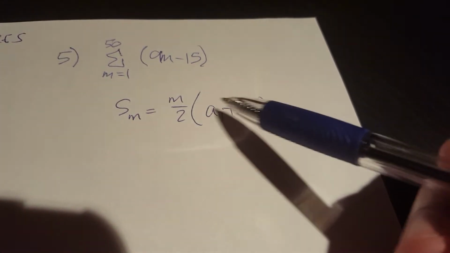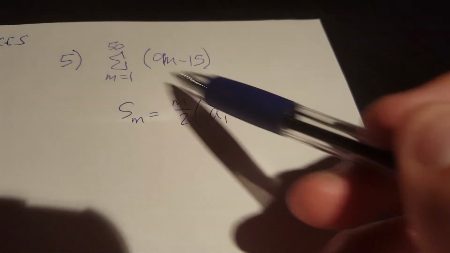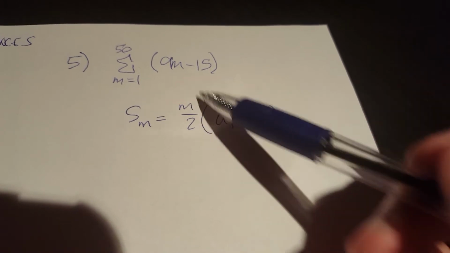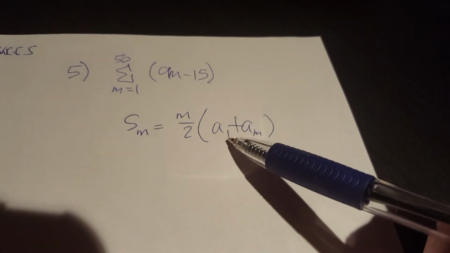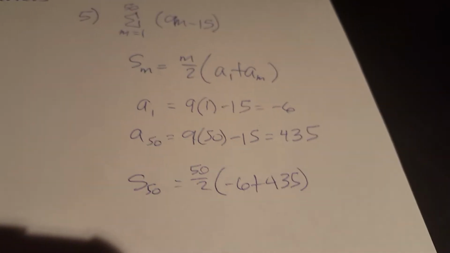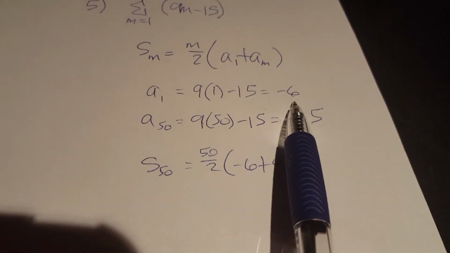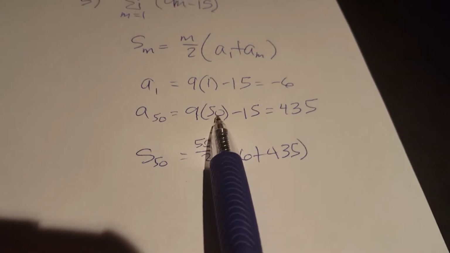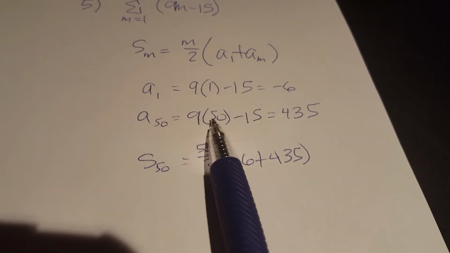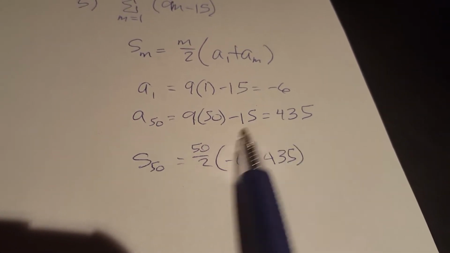Of course, we want to get the last one, so we're going to have to get a sub 50. Just plug 50 in here. We're going to find those two terms first, and then we can plug these in. If we plug in 1 to get the first term, we get negative 6. We plug in 50 to get the last term. That's going to be 450 minus 15, which is 435.